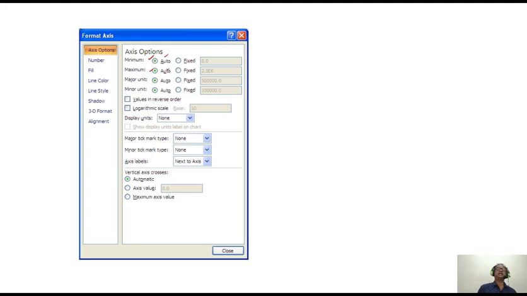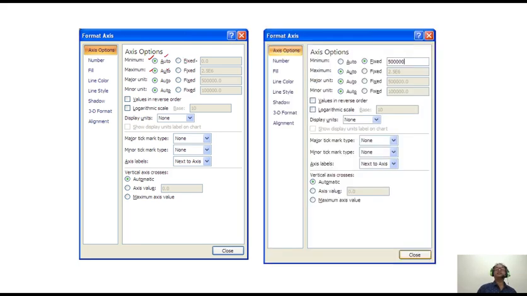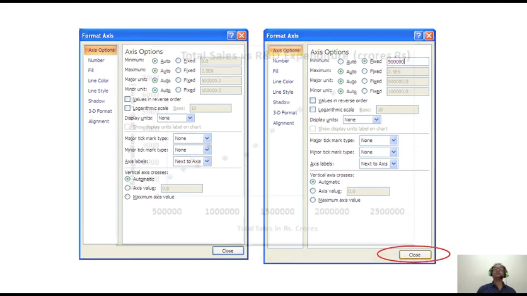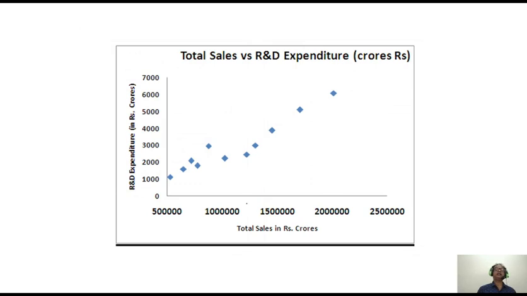So what I can do is that I can fix the value. So I fix the value here at 50,000, not 50,000, sorry, 5 lakh. 5 lakhs, so that I can start the graph from 5 lakh itself. And then we go to close. And now you see the expenditure here instead of 0, it starts from 5 lakhs. And so the points have come up throughout the graph and there is no gap at the beginning.